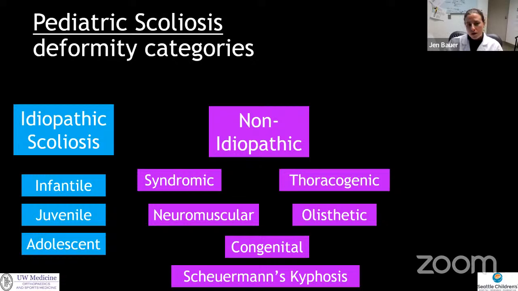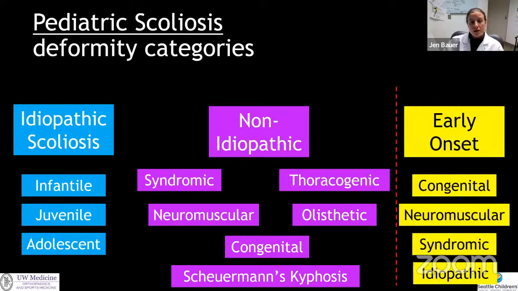This is compared to non-idiopathic scoliosis, where we can actually decide that there's a reason for this scoliosis. Do they have NF, therefore it's syndromic? Do they have cerebral palsy, GMFCS 5, neuromuscular scoliosis? Is it congenital? Are they just born with a different shape? Did they have a heart surgery at a young age that's now affecting the way that their spine is growing? So we're talking about really the causes that we just don't quite know about yet, the idiopathic.